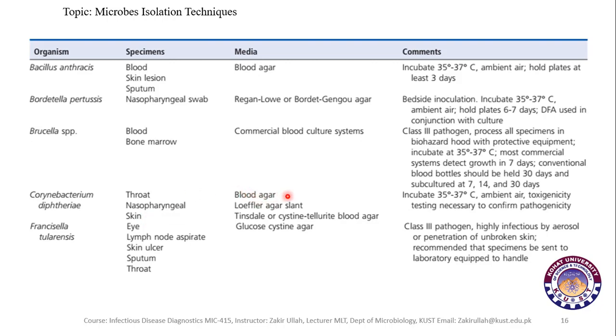Corynebacterium diphtheriae is isolated from the throat, nasopharyngeal and skin specimens. For the throat, blood agar, Loeffler agar, and Tinsdale or cystine tellurite blood agar are used, and normal oxygen with the normal 37 degrees centigrade is required for growth. Francisella tularensis is isolated from the eye, lymph nodes, skin, sputum and throat specimens, and is inoculated on glucose cystine agar. As this is a class 3 pathogen and highly infectious, spread by aerosols, it requires special PPE and a special lab.